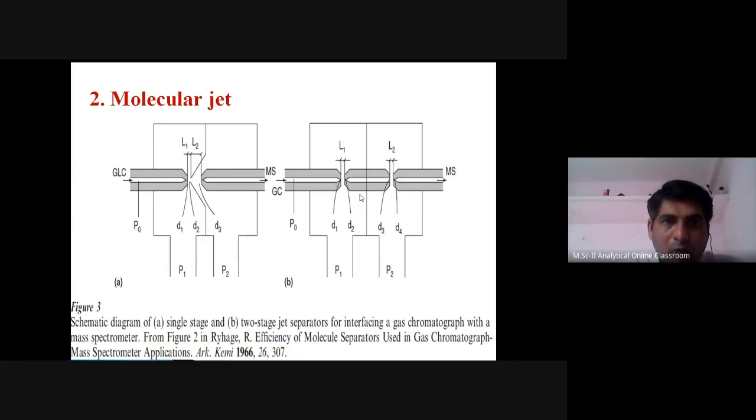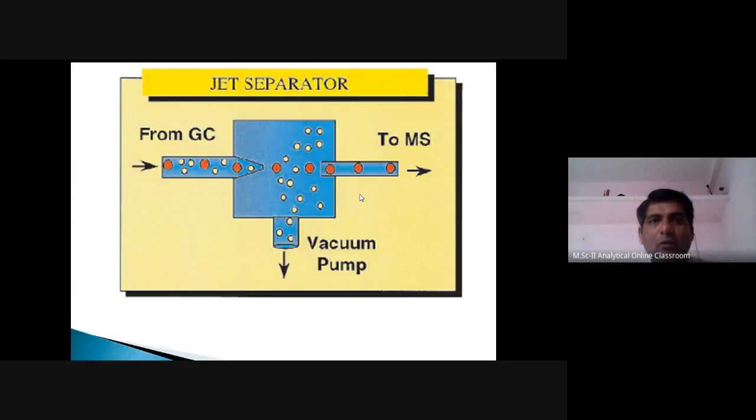Now take a simple look at this diagram. This is the simple look of the molecular jet, or jet separator. Here you can see that at one end, from the GC, the sample will come inside along with the carrier gas, and at the second end the analyte will go into the mass spectrometer. The center part is called the evacuation chamber, where the carrier gas will be taken away.